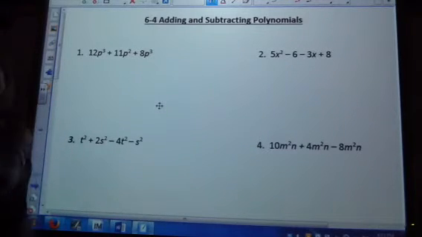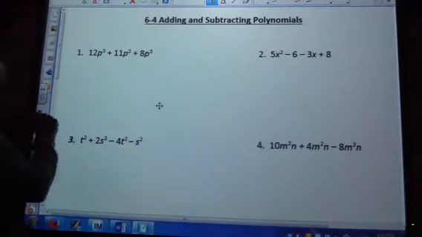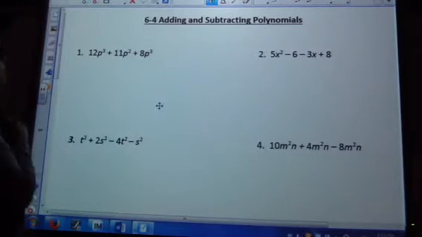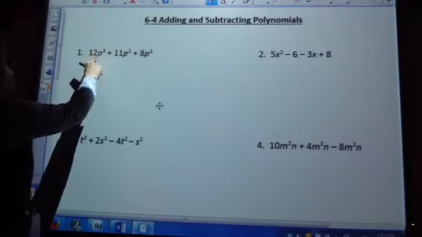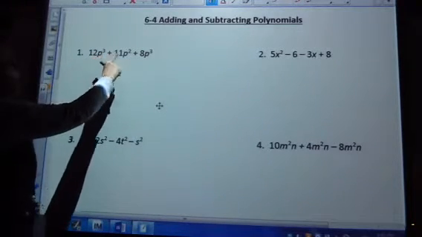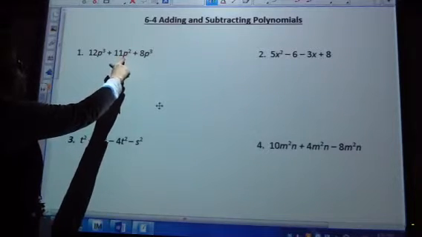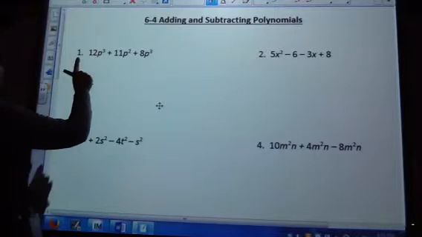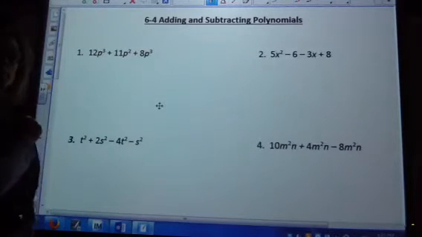What type of polynomial is this? Well, you check by the terms. We have 1, 2, 3 terms, so it's a trinomial, okay? What degree is this? Well, the degree of this term is 3. You're looking at the exponent. The degree of this term is 2. The degree of this term is 3. So it's the highest degree. So the degree of this trinomial is 3.